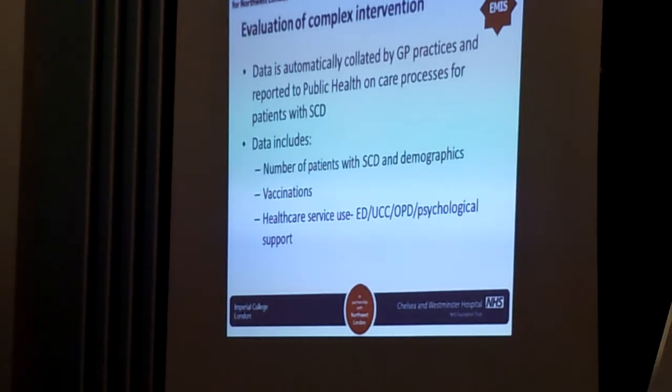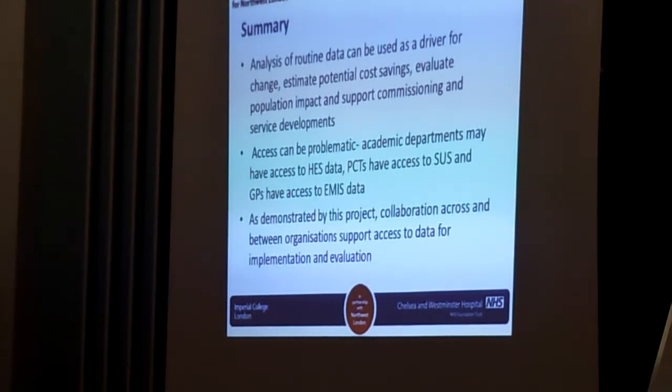And as I mentioned, this template included information around who had sickle cell disease, what type of sickle cell disease they had, what the demographics of those patients were, where they were having vaccinations, what other healthcare services they were using, so whether they were using emergency department, urgent care centre, outpatient psychological support. And now this data is being routinely collected and assessed to understand the impact of the intervention, the training, and the support that GPs have received on that. And obviously we've done some work with the Sickle Cell Society promoting the use of primary care for patients with sickle cell disease. So I think that's all I've got to say.